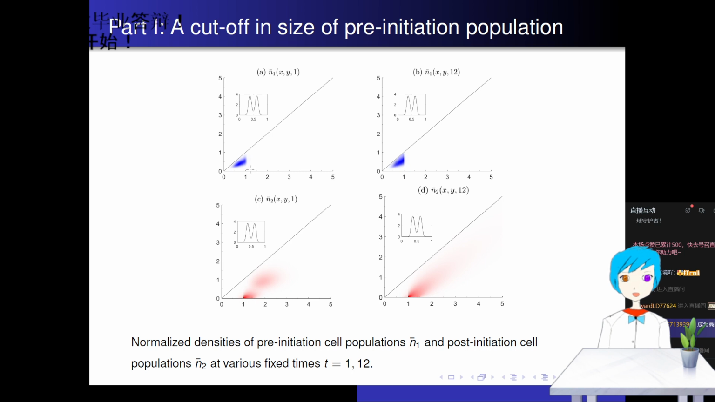For instance, if there is a cutoff for the pre-initiation cell population, which means that cells must have started initiation before they reach the fixed volume, here the cutoff size is 1, then we can see that as time increases, the cell density pattern seems to saturate. So there's no blow-up phenomenon.